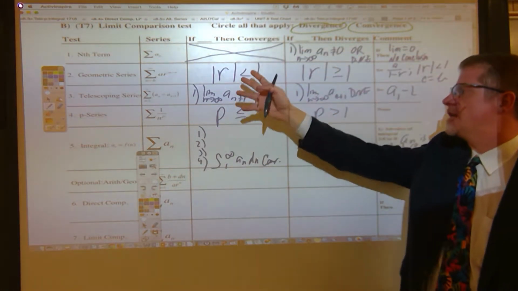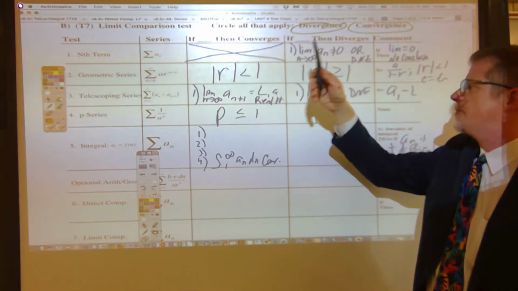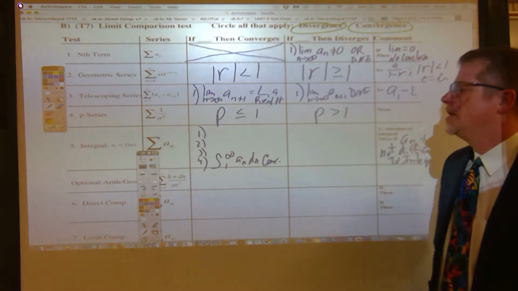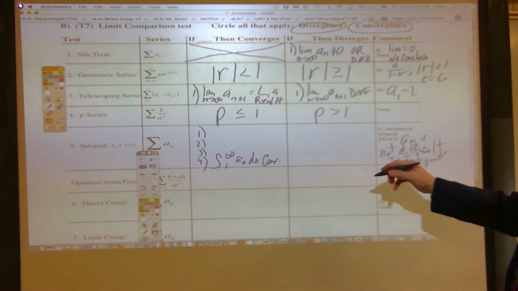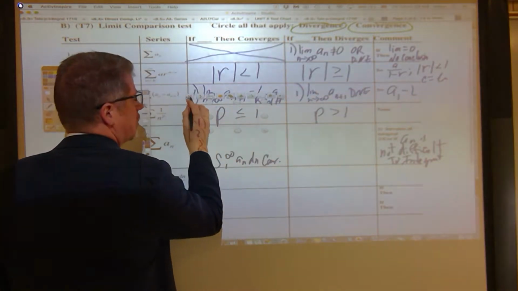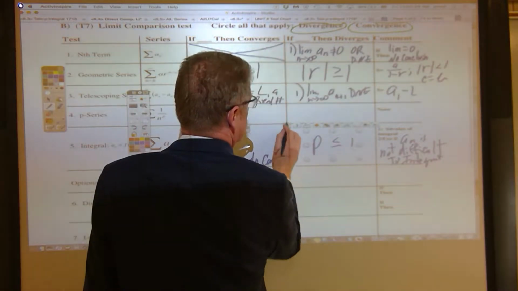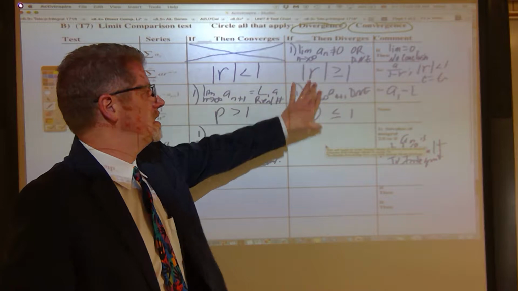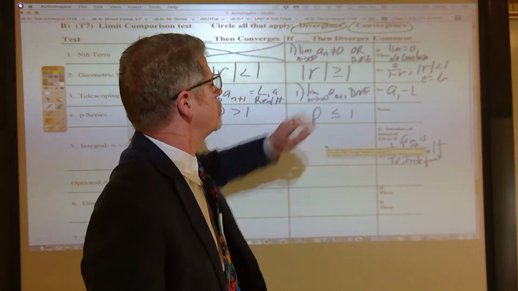Geometric series and p-series are very easy to confuse. With geometric series, less than 1 converges, greater than or equal to 1 diverges. But with p-series, less than or equal to 1 diverges, greater than 1 converges. Believe me, these are easy to mess up. Although I guess the nice thing is that equal to 1 is divergent in both.